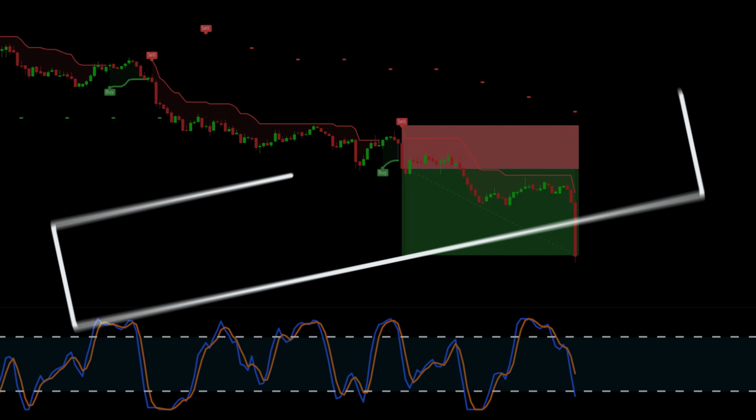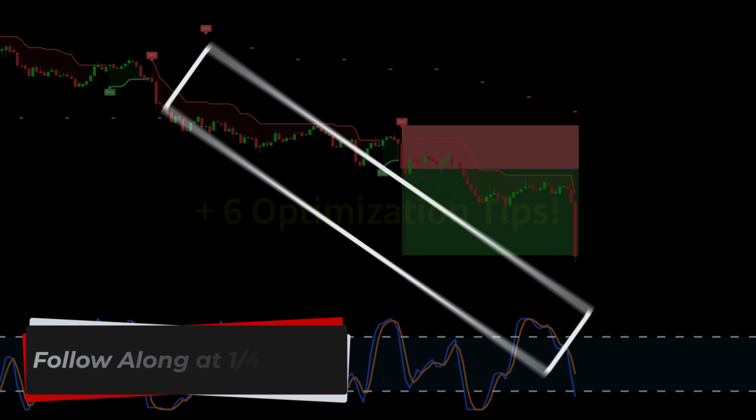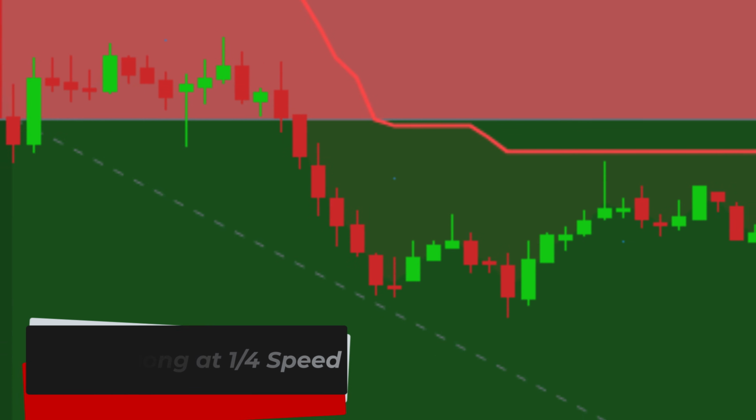I'm going to share with you some great ideas on how we can improve this system along with a Trader's Landing score. And now it's time to do what I do.